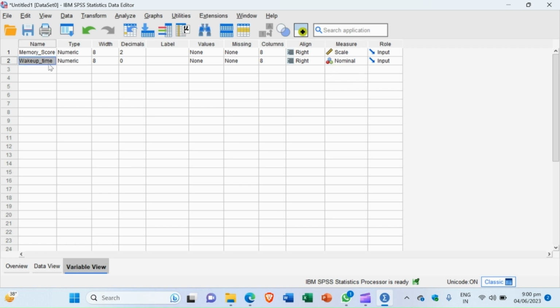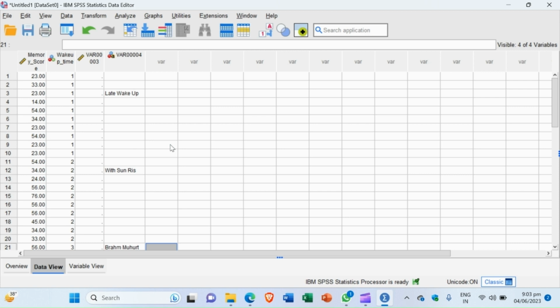But the wake up time is the second variable. It's numeric, and decimal 0, it means this is only the category 1, 2 and 3. There is no need to write it in decimal, and we will define the value. We see here there are three categories. One type of the students who wake up late, and the second category is with sunrise. It means they wake up with the sunrise in the morning, and the third category is the Brahma Muhurt. Brahma Muhurt means they wake up in the early morning. So we want to find the difference in the memory score of these three categories.